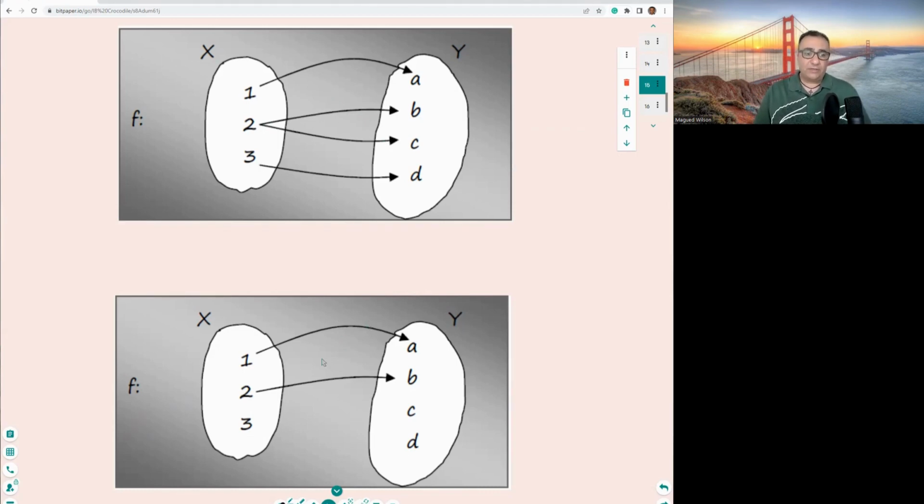Now, the bottom one here, tell me, what do you think? Is it a function or relation? That's right, it's not a function. Why? Because there are 3 here. The element 3 has no image, has no y value, right? So again, the two conditions have to be met. The first condition, every single element of the domain has to have a y value. The second condition, it's only one arrow coming from x to y.